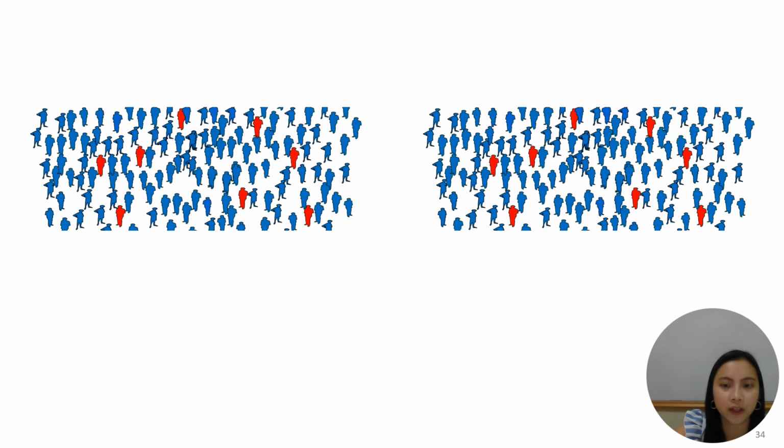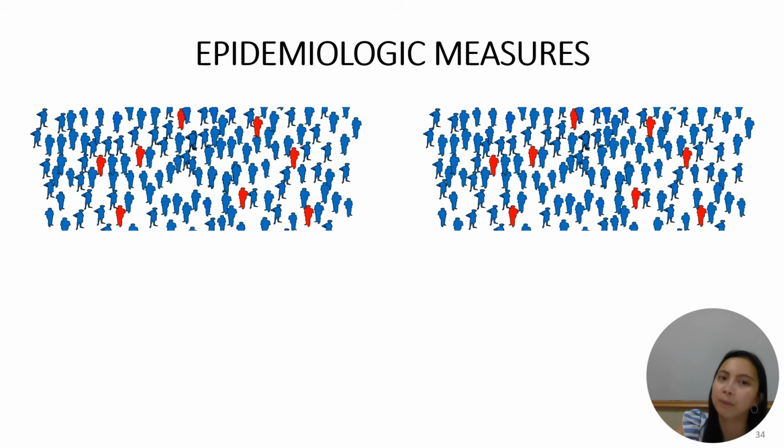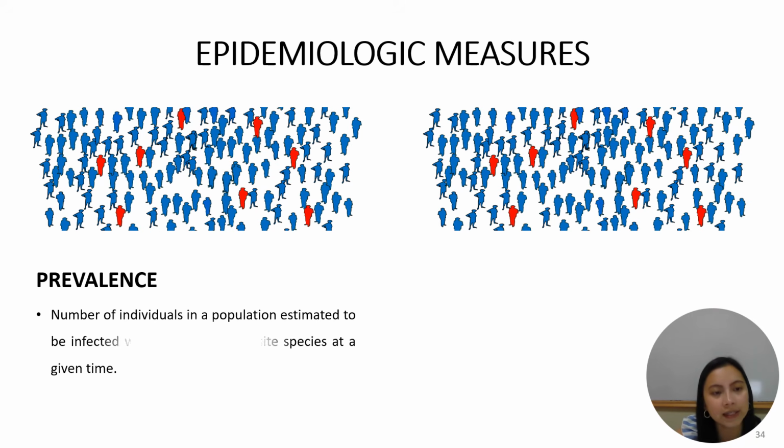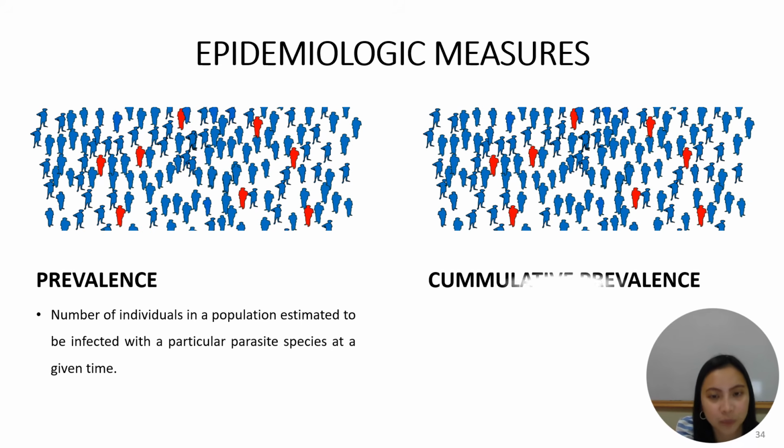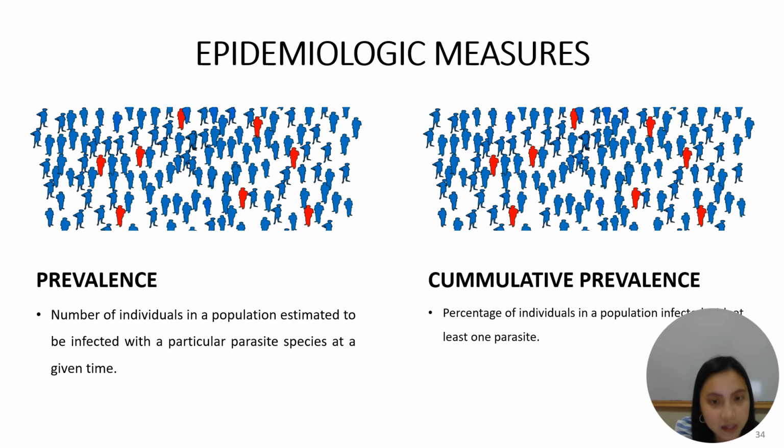Another terminology that we should also be familiar with under epidemiologic measures is prevalence. Prevalence, class, it is the number of individuals in a certain population estimated to be infected with a particular parasite species at a given time. While cumulative prevalence is the percentage of individuals in a population infected with at least one parasite. So these are the differences between prevalence and cumulative prevalence. Please take note of that.